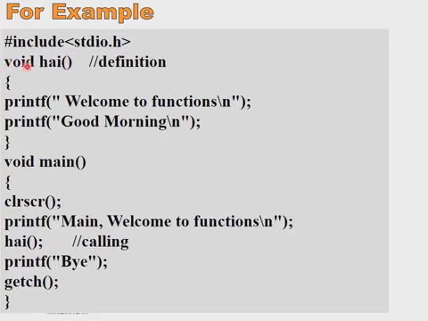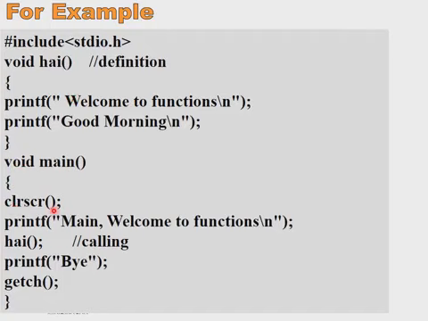So the return type of the function is void, and in the function we have defined two different statements, printed using the printf statement. Welcome to the functions, and the second statement is good morning. So here we end our function, that is the hi function. So this is our definition, and this function does not have any argument, so there is a blank argument list.